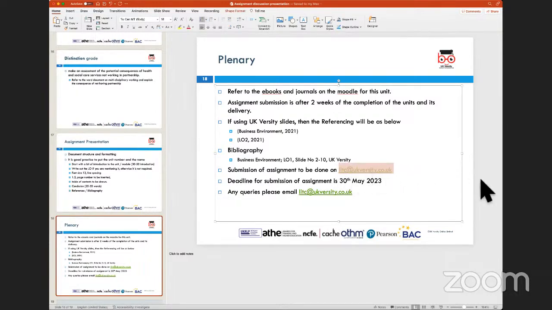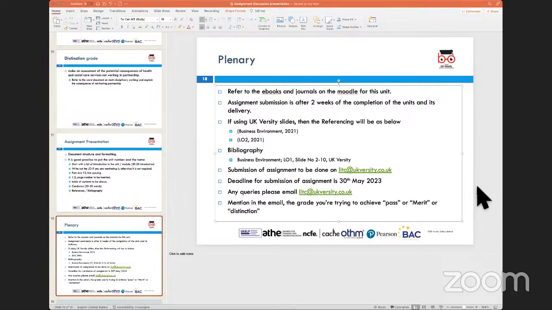litc@ukversity.co.uk. And once the work is submitted, you also mention in your email what grade you're trying to achieve. If you're trying to achieve only a pass, you mention pass. If you're trying to achieve a merit, then please mention merit. Or if you're trying to achieve distinction, then please mention distinction, because the feedback that we provide on the assignment is going to be commensurate to the grade you're trying to achieve in the unit. So assuming you've not attempted the extension activities, the feedback provided will be only for pass, simply because that means you've only attempted the pass task, and we assume that you're looking at only achieving a pass grade in the unit.